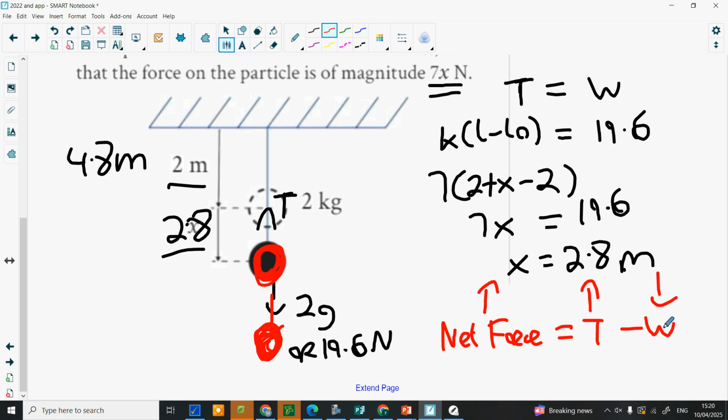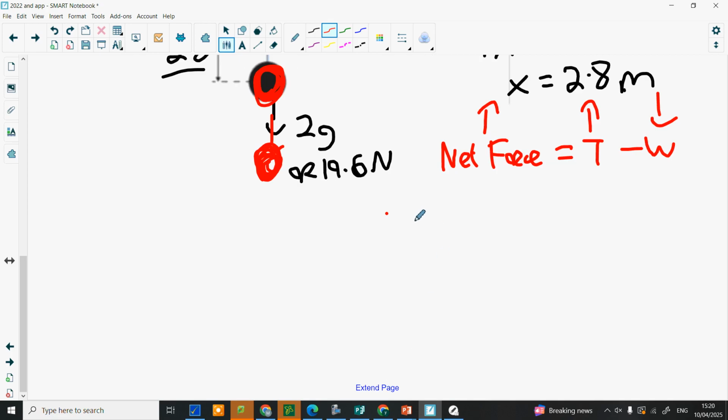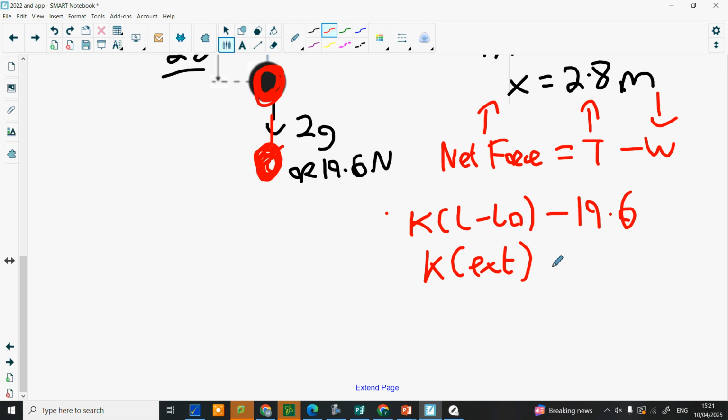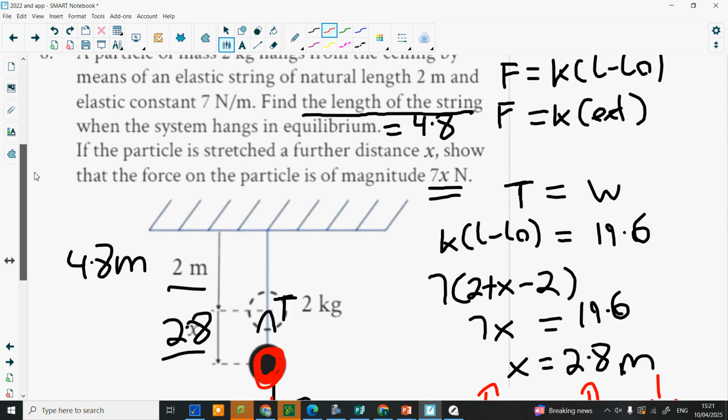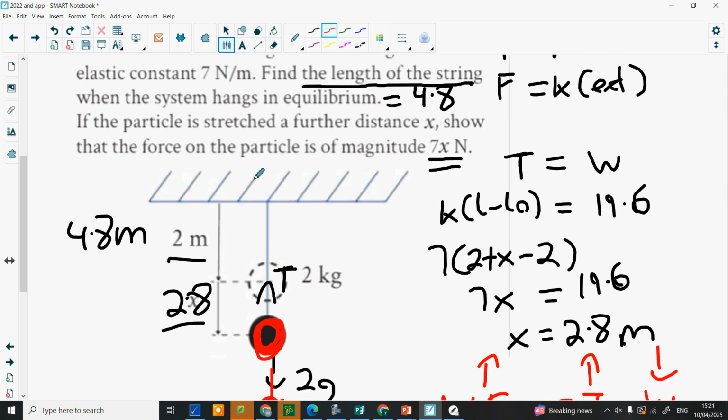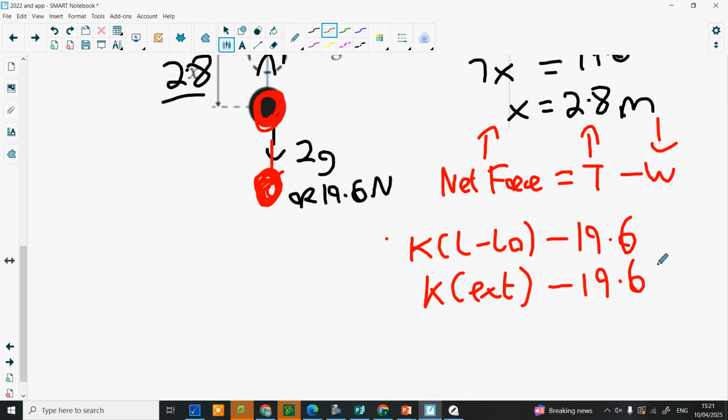take away weight. Agreed? What's the formula for tension again? K times what? L minus L0, or k times extension, yeah? And that we have to take away the weight. So what's the weight? 19.6. And what does it want from me again? So it just wants the net force. Okay? And that's pretty much what I'm showing you at the moment, isn't it?